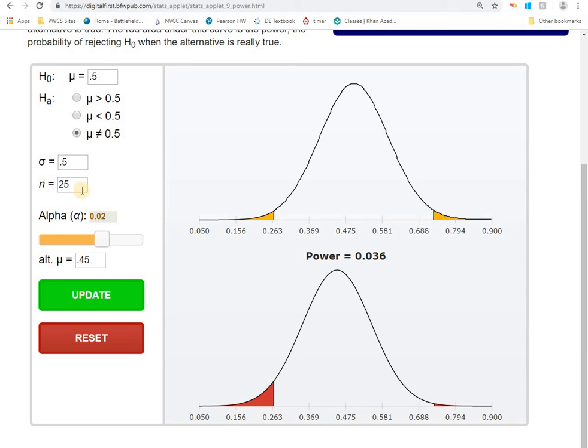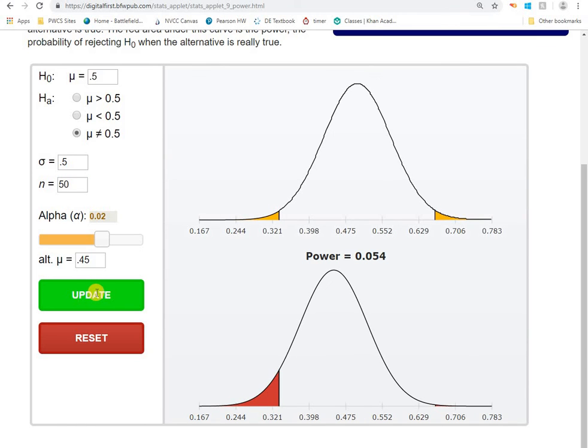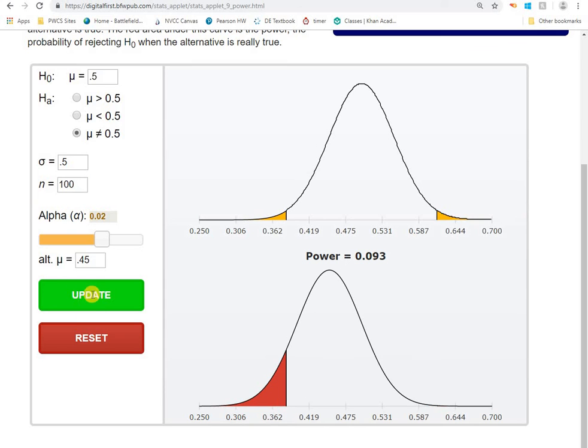What's happening to this red piece? It's getting bigger. When I change my sample size, that red piece gets larger. So I can change that red piece by changing my alpha. If I want my red piece to be bigger, do I want alpha to be bigger or smaller? You can increase your alpha, or to make the red piece bigger, you can increase your sample size.